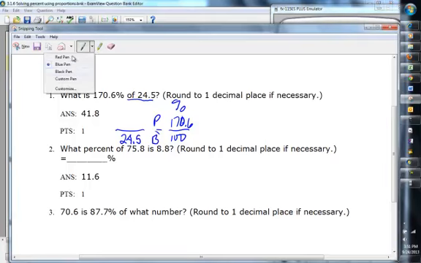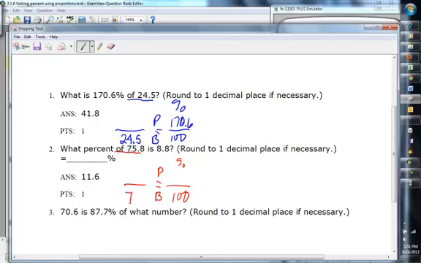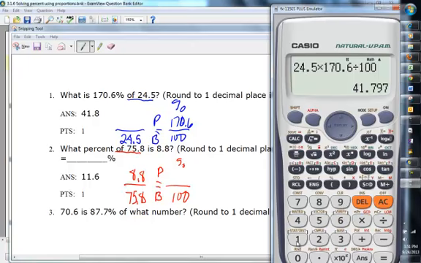Next one. Remember, a percent is always compared to 100. This is the base. This is the part. Of is the base, 75.8. The other number, in this case, the 8.8, is the part. We need to find the percent. So we would cross multiply and divide. 100 times 8.8 divided by 75.8 gives us, rounded to 1 decimal point, 11.6.